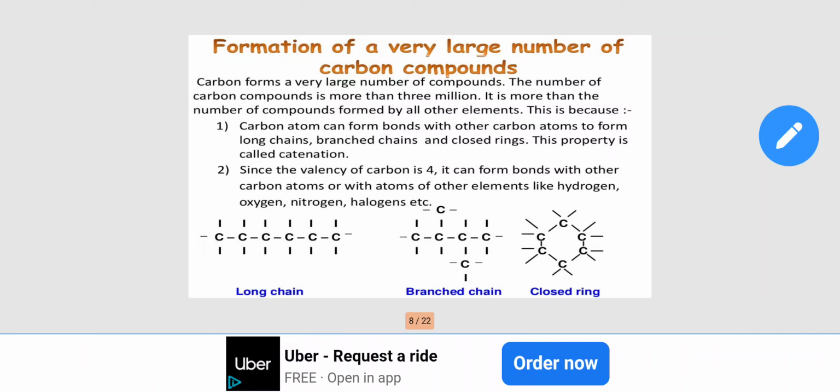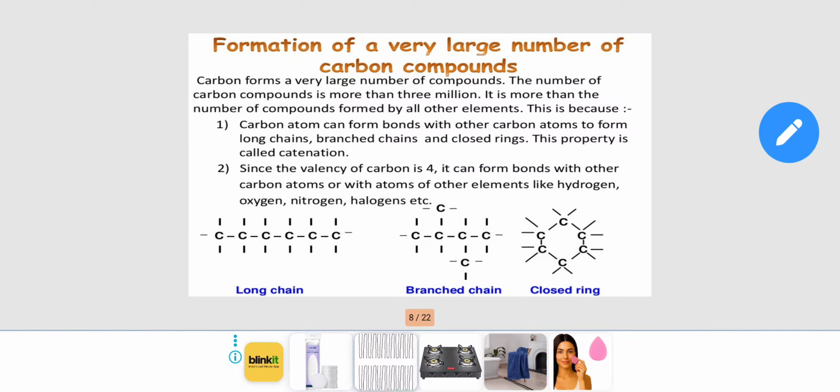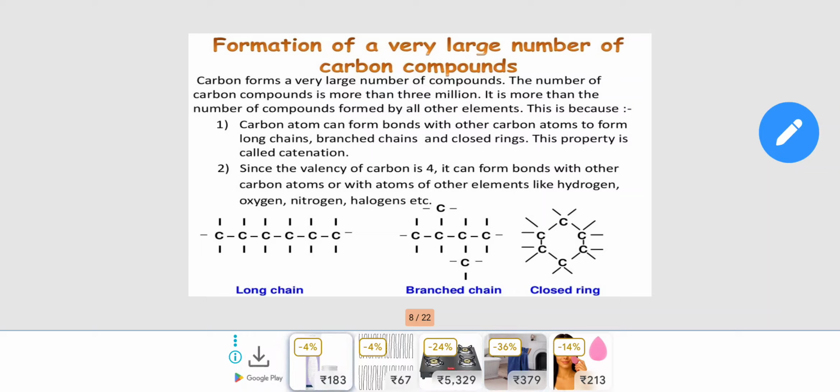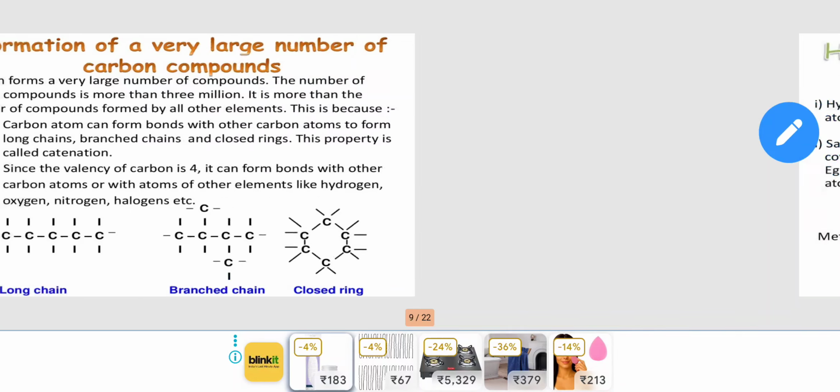First, a carbon atom can form bonds with other carbon atoms to form long chains, branched chains, and closed rings. This property is called catenation. Second, since the valency of carbon is 4, it can form bonds with other carbon atoms or with atoms of other elements like hydrogen, oxygen, nitrogen, and halogens, etc. You can see here the long chain, branched chain, and closed ring also.